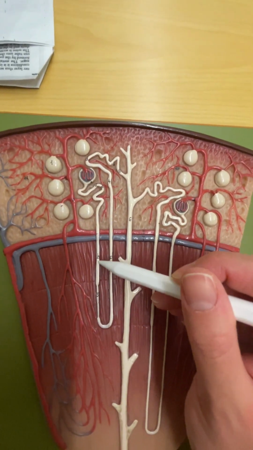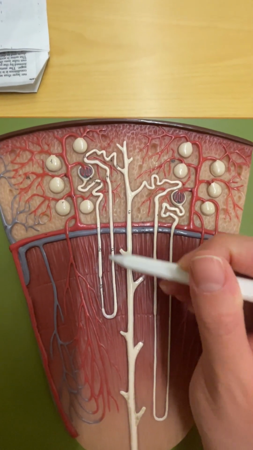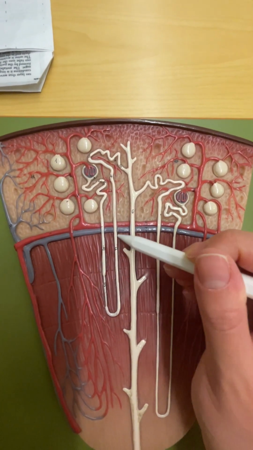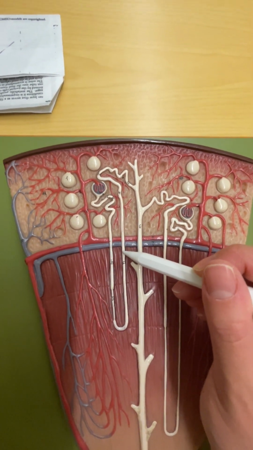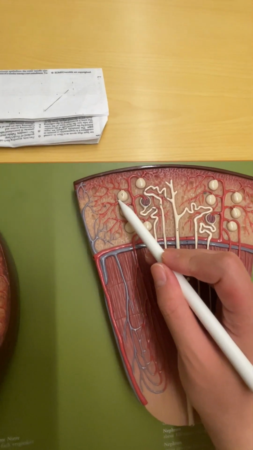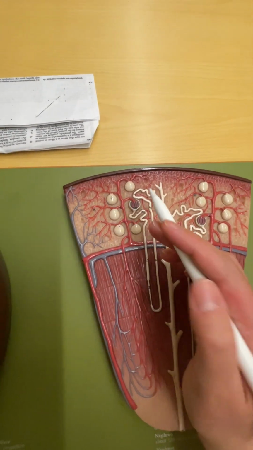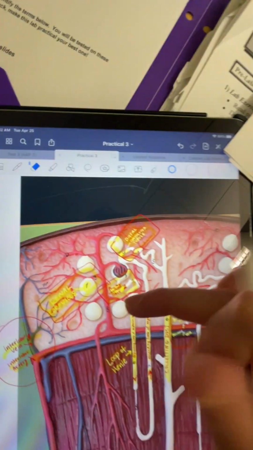So descending here, and then the ascending has a thin portion and then a thick portion. So thin, then thick, for the ascending limb of the nephron loop, the loop of Henle. Number 1 is your renal corpuscle, like I said before. The proximal convoluted tubule is 2A. We can see it here.